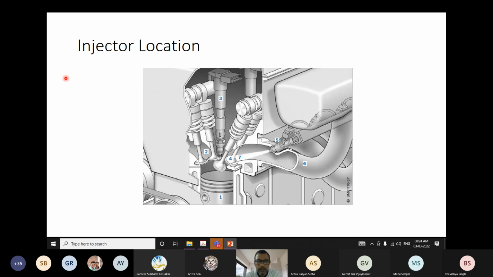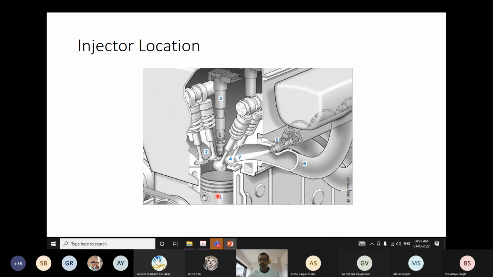Now there is another thing that comes to mind. We know that the injector in the PFI system is installed in the intake manifold. You can see here, number 6 is the intake manifold, and number 5 is the injector. The part you can see here is a rail, number 4, and this part is our intake valve. This is our exhaust valve, a spark plug, and here we have a piston. This is the cut section.